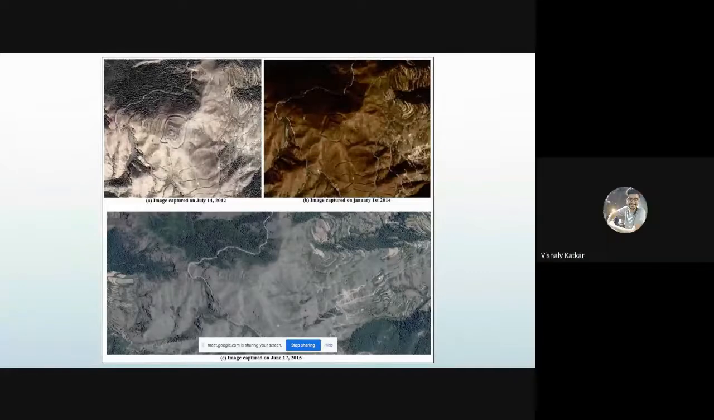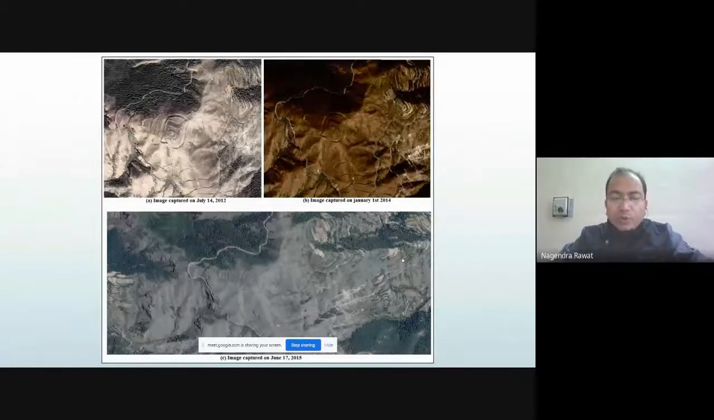You can see all these photographs, all the imageries are captured from Google Earth. Google Earth is basically a general term. Basically, it is IKONOS data, which is American data. IKONOS is a satellite of America, but we generally know it as Google Earth.